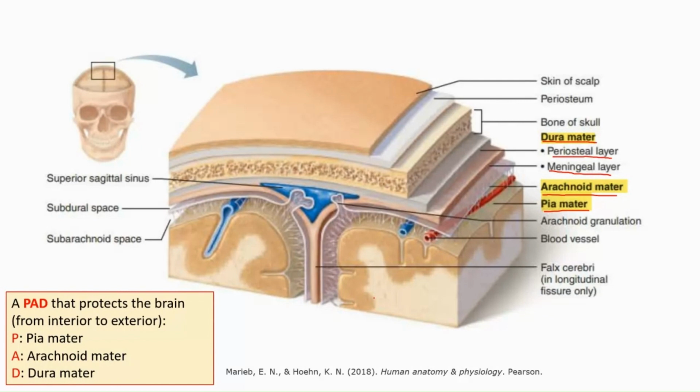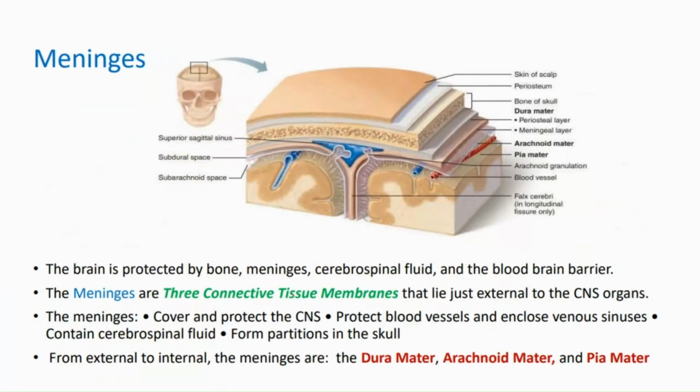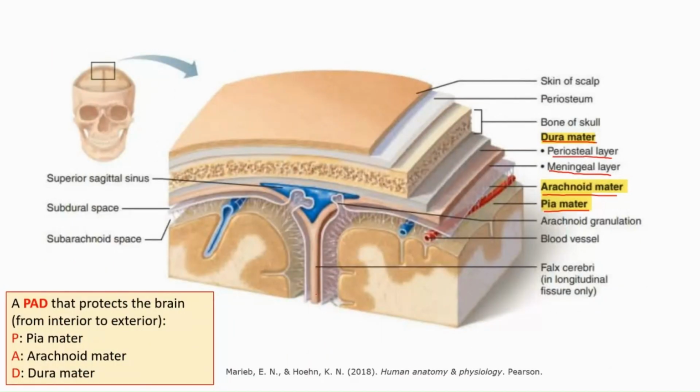Now these meninges are important because, as you can see here, they cover the CNS organs, which are the brain and the spinal cord. They also cover the blood vessels and the venous sinuses within the brain, and they contain the CSF or the cerebrospinal fluid, as we will discuss in the next slides. Also, they form partitions. As you can see here, these are some partitions formed within the organs of the CNS, and we will see them after.